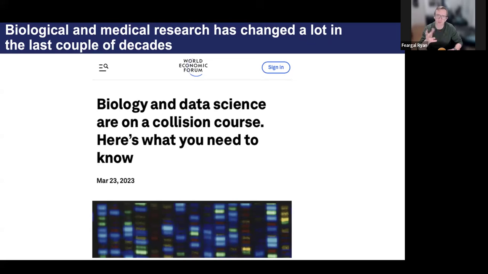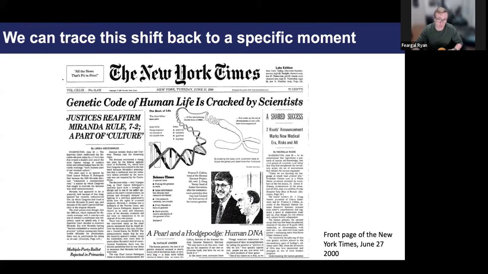There are a few historical moments that have led up to that. You can go back to the 70s, which was the first time we got DNA sequencing. There's the advent of PCR, for which a Nobel Prize was awarded. But I think one of the really big ones was June 27th, 2000. This was basically when the announcement came that the genome was cracked.